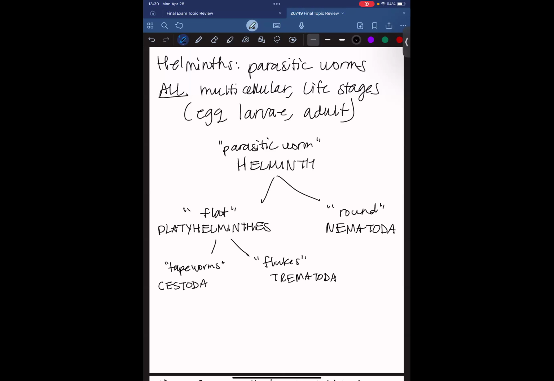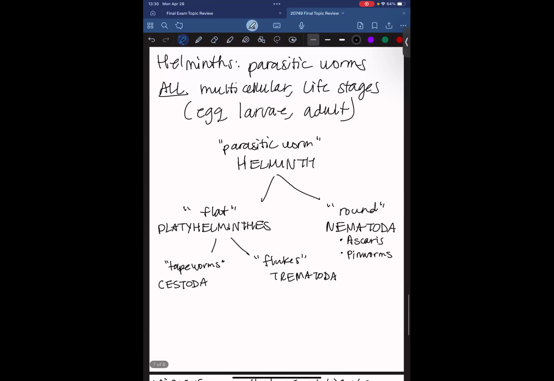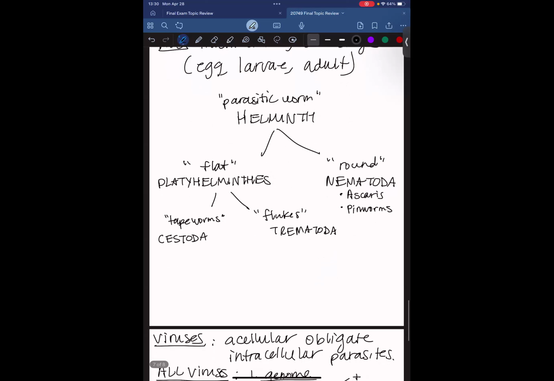Some examples: roundworms. This would be things like the giant intestinal roundworm, like Ascaris lumbricoides. This could also be our pinworms, which are our Enterobius vermicularis, and that sort of stuff. I'm not going to give every single example and categorize them right here, but these are some examples of these.